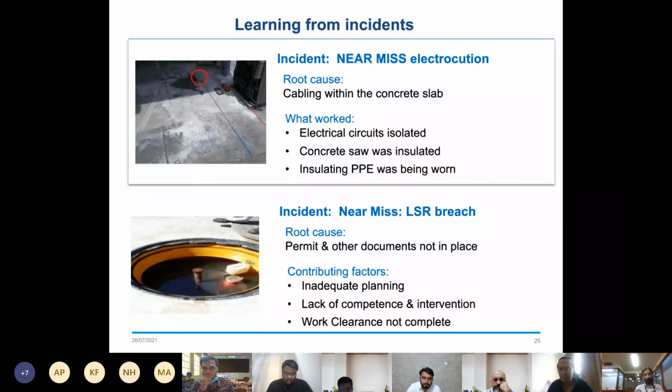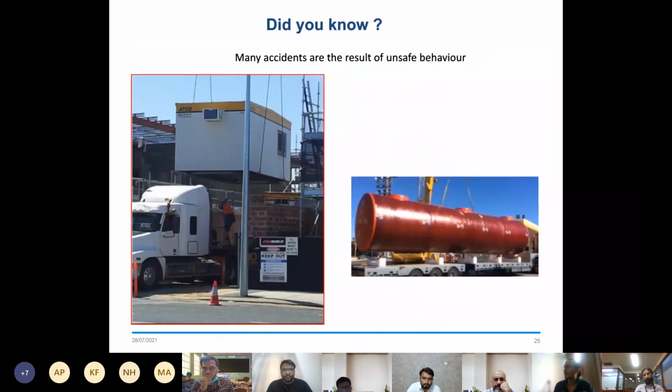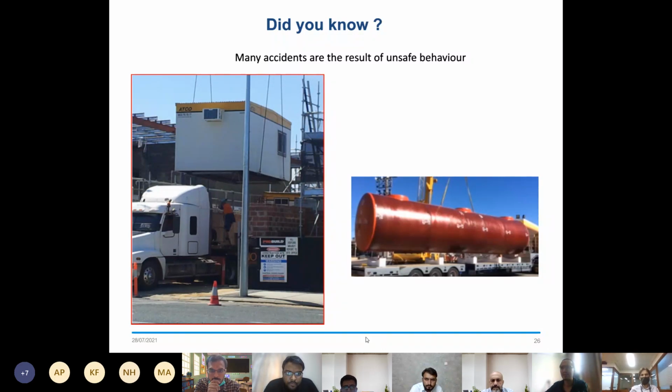Thanks, Abid, for bringing up the issues. Okay, let's move on. Do you know that there are many incidents resulting from unsafe behavior like this? Can you see people under the cabin, under the container? This is what we don't want to happen, because why?